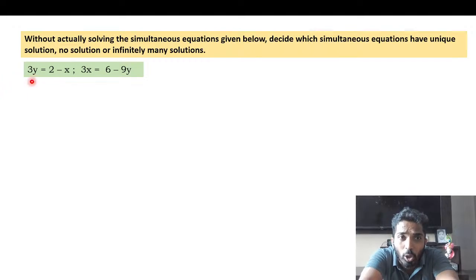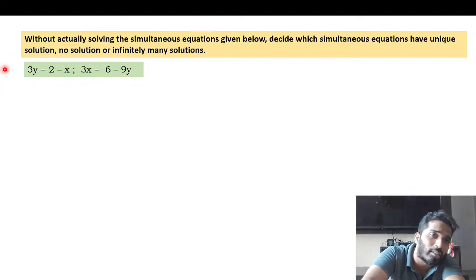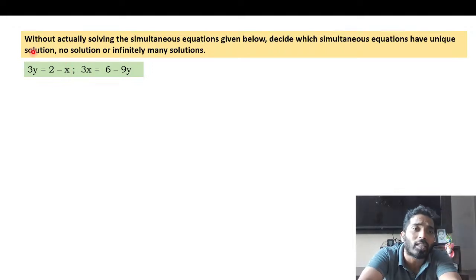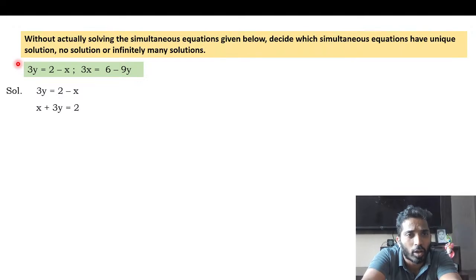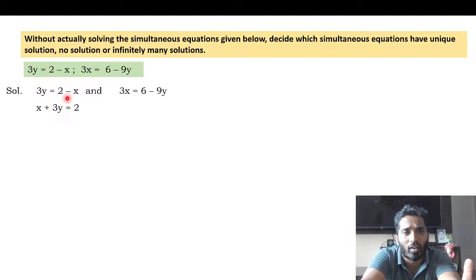Now, 3y is equal to 2 minus x. Taking a look at this equation. Now, minus x needs to be on the left hand side. So, minus x को यहाँ पे transpose कर दो, तो plus x हो जाएगा. तो first of all, minus x transpose हो गया, plus x हो गया, 3y as it is, 2 as it is. Okay, we have our equation.